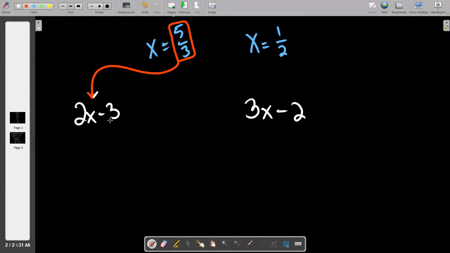What would I get? What's 2 times 5/3? 10/3, also known as 3 1/3. What's 3 1/3 minus 3? Positive. He passed the first test. Nice job, 5/3. Let's move you to the second stage of your exam over there.